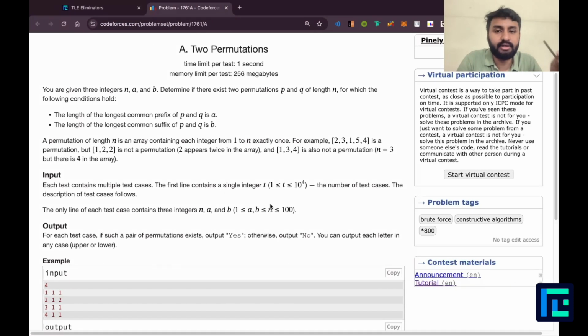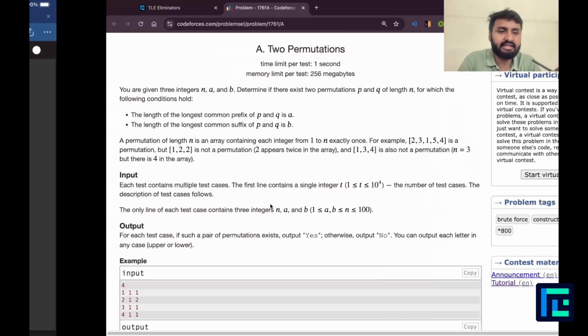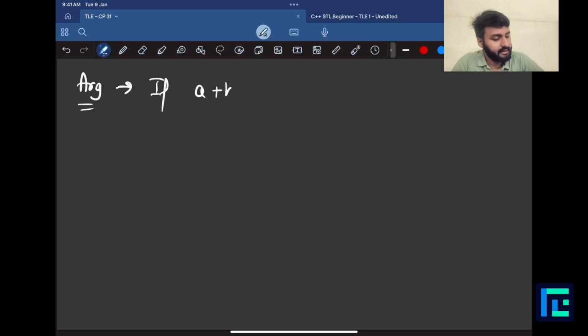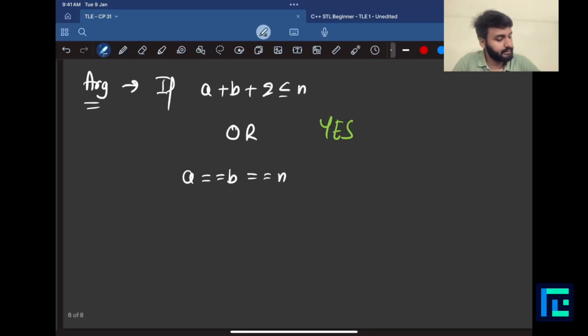Now let's go back to discussing our idea of the problem. Alright, so the idea is very, very simple. There is a very standard argument this problem is following. Alright, so I'll first write the argument and then we'll try to prove this. Argument is, if a plus b plus 2 is less than equal to n, or a equal to b equal to n, the answer is yes, else the answer is always no. This is the whole argument.